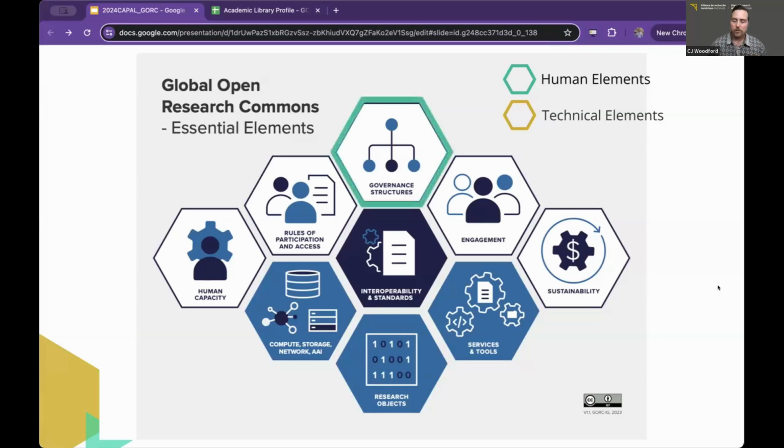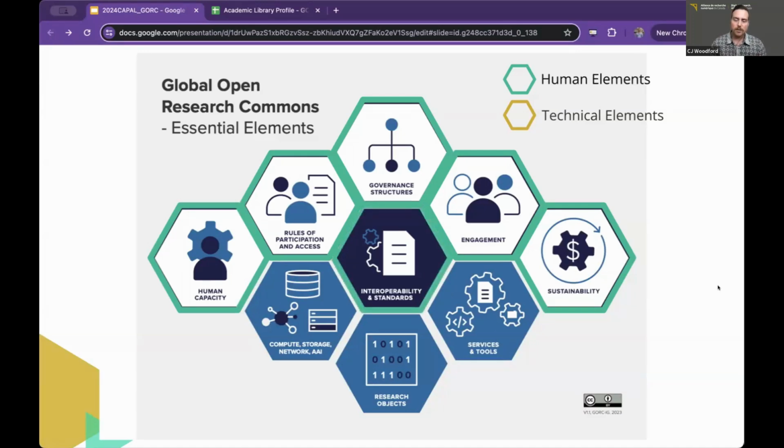So just to highlight each one very quickly, there are human elements, including your governance structures, your rules of participation and access, so who can access your services and tools when and why and how. Sustainability in terms of funding, but not just funding, but also your community engagement. So how are the people in your host institution or your community engaging with you, and do they trust what you're providing? Are they coming back time and time again? Engagement with your community to ensure that they are aware of what you're offering, and the human capacity for your internal personnel, as well as ensuring that the skills needed to participate in the services that your academic library provides are available.